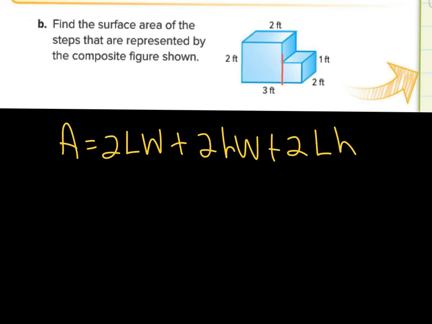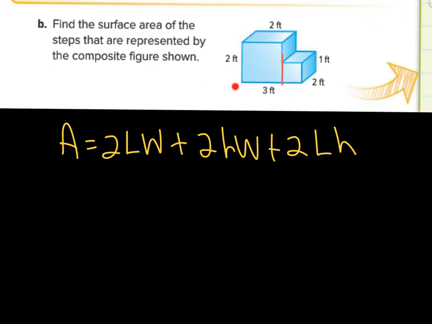So you can see here, I've written out the formula just for this one, where we're going to do 2 length times width, for the top and the bottom. We're going to do 2 of the height times the width for this side and this side, and 2 length times height, the front panel and the back panel. That'll cover this one. Then we repeat it also for this one, where we do 2 by 1.